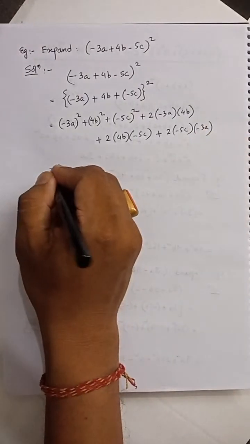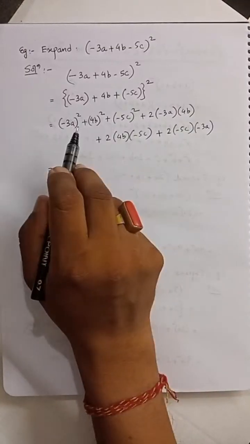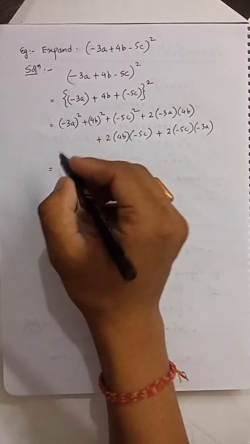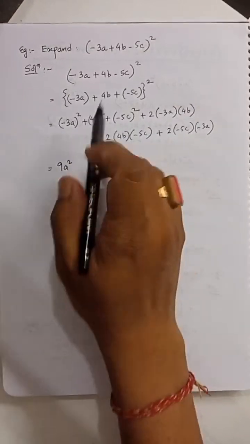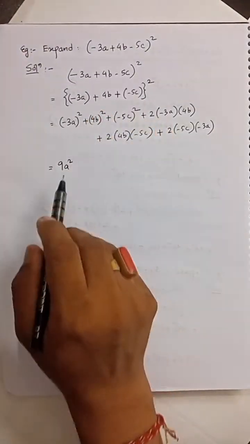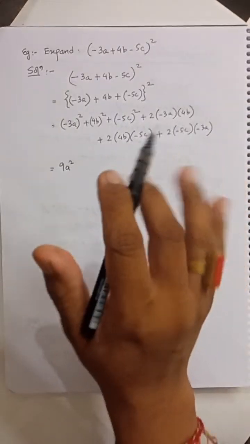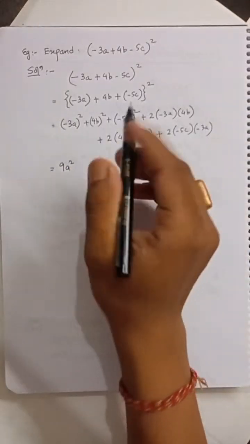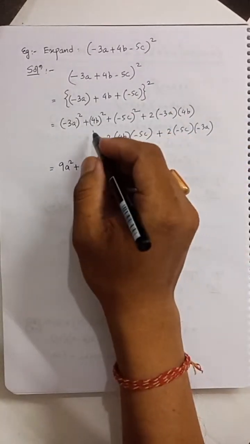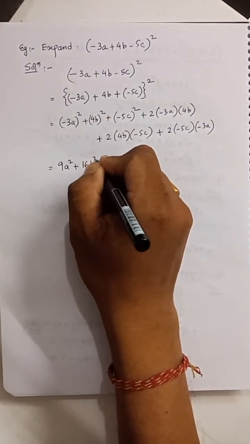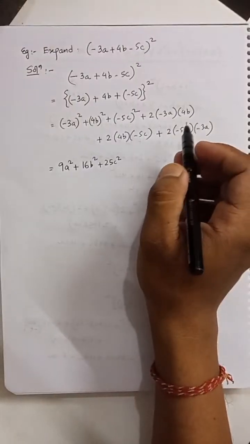So just like in the case of the previous question, all the negative terms when squared will give us a positive value. So minus 3a whole square will give us 9a square. These first three terms, when we are expanding using this identity, are always positive, because the square of negative numbers will always get converted to positive, no? So this is 16b square and this is 25c square.